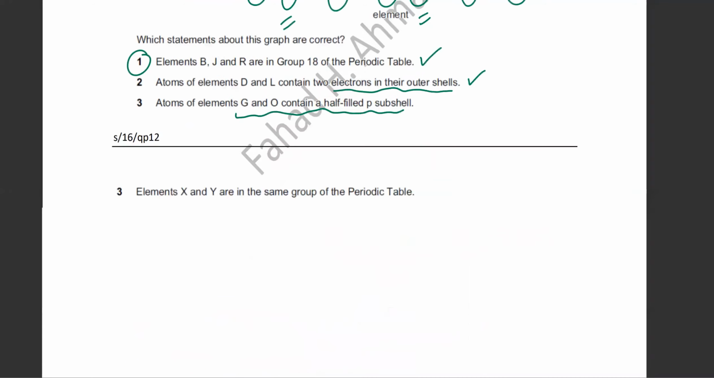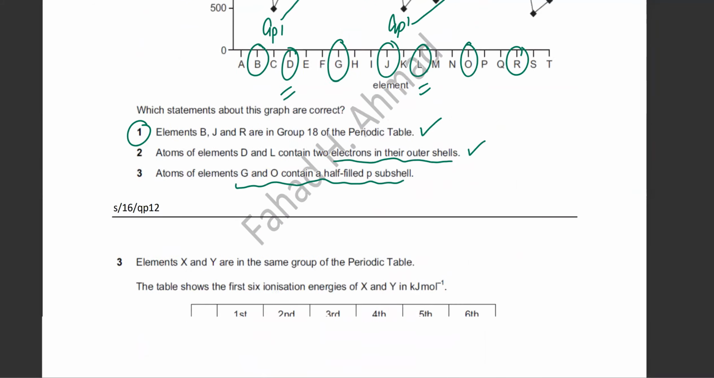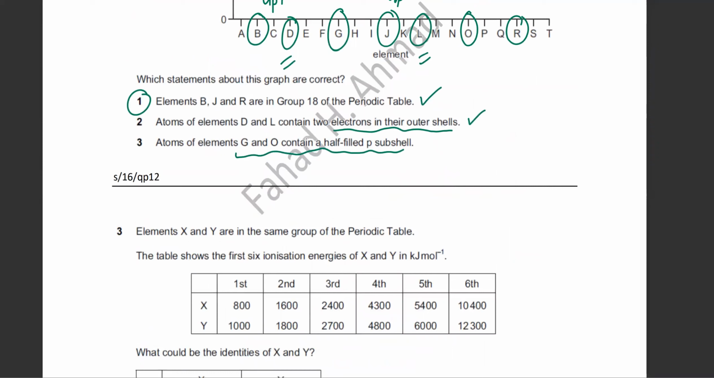Okay. So all of them are correct, basically. All of them are correct. From now on, you're not going to get these types of questions.